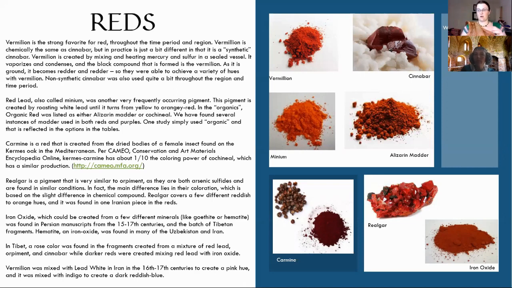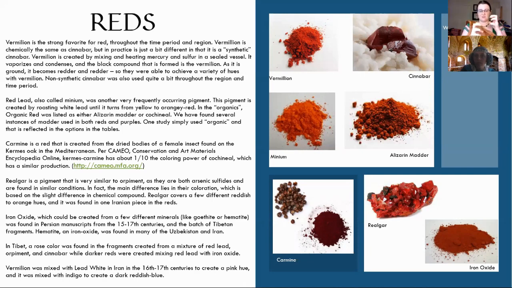So the thing with realgar is that it's reddish, and as it sits out in the light, it goes to yellow. But it is an arsenic sulfide, so it is a poison. So don't lick it. And then finally, we have iron oxide, which could be created from goethite or hematite.